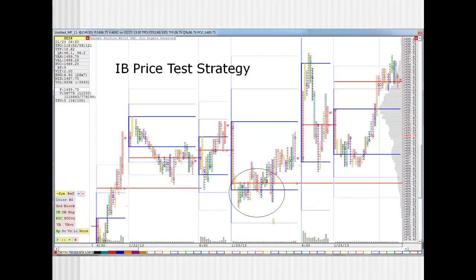Again, the risk management, a safe point is always the level below the level that is being tested. In this case, since we want to take a long, the level would be below it. If in fact we were taking a short, it would be the level above it.